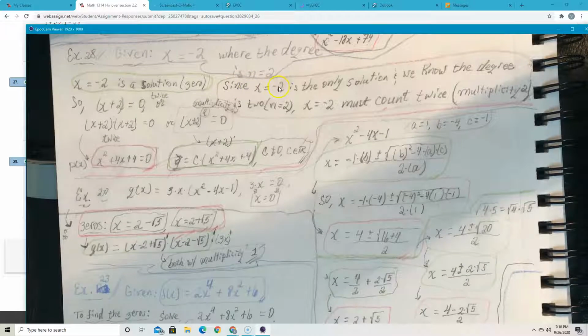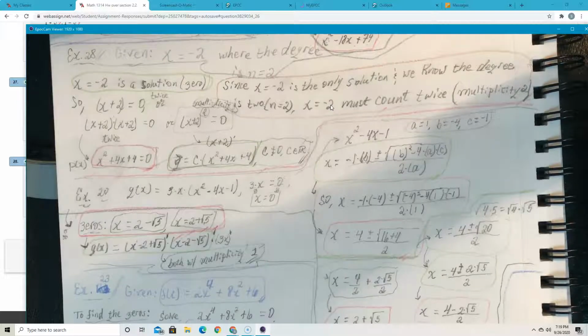Since x equals -2 is the only solution, and we know the degree has to be 2, n equals 2, then x equals -2, the only solution we have, and can have, according to the directions, must count twice. You're like, what does that mean, count twice? How can it count twice? Or we say multiplicity is 2, which means it counts twice. Which means we have to count this twice, include it 2 times.